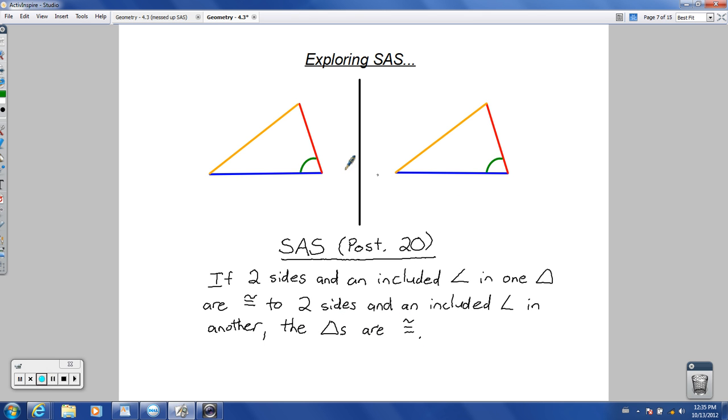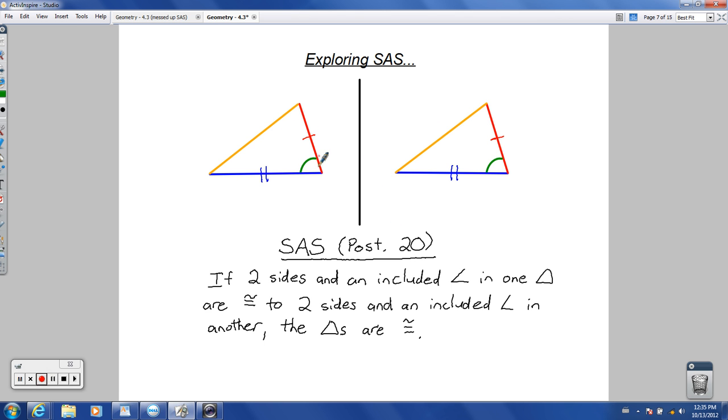So up here, what had to match up to start? This right here had to match up with this right here. That green angle had to match up with the green angle, so that's already labeled there. And then the red one had to match up with the red one here. The orange sides didn't have to be congruent to start.